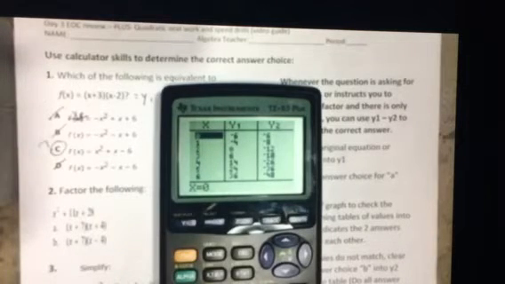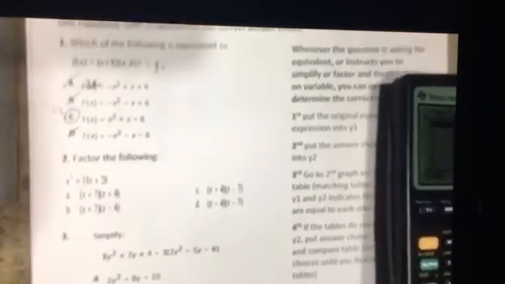2 and 3 are very similar. Yes, 3, you have to put all of that into y1 and make sure you include the parentheses and the second powers and all that information. Make sure it is perfectly put in. All negatives, all positives, all pluses, all minuses, the way it's given.